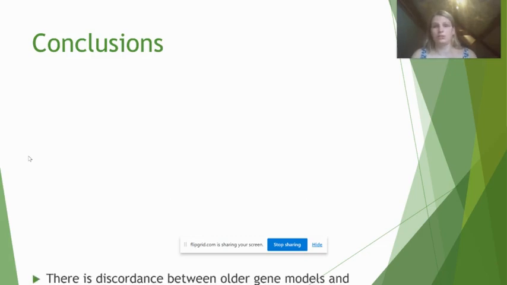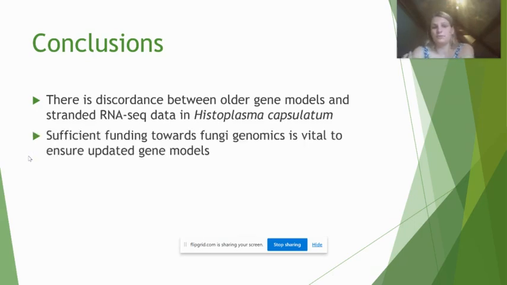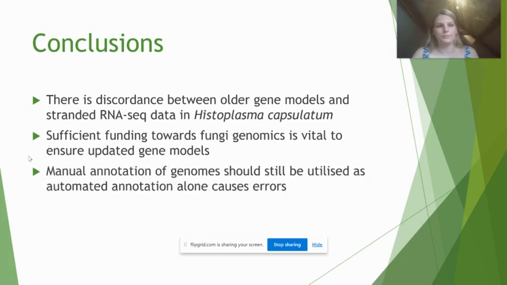So in my conclusions, as I said before, I've shown there's discordance between the older gene models and stranded RNA sequencing data in Histoplasma capsulatum. Sufficient funding is needed towards fungi genomics to make sure that each fungi genome has an updated gene model. As I said before, there's a lot of differences between fungi genomes and how updated they are. So manual annotation of genomes should still be utilized, as automated annotation alone causes errors.